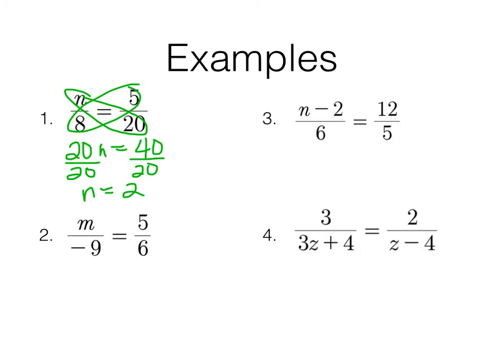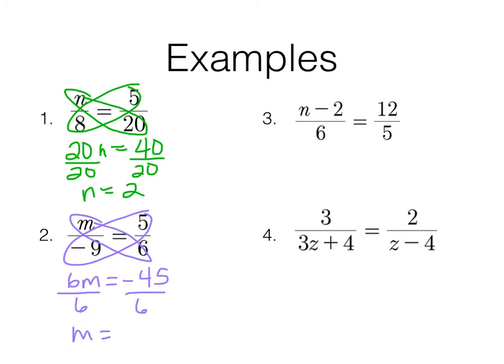Again, cross multiply here, m times 6, negative 9 times 5. So m times 6 is 6m. Negative 9 times 5 is negative 45. Divide both sides by 6. And note that your answer is going to be negative, which makes sense, because only over here a negative over a negative will equal a positive fraction. And if I take negative 45 over 6 and simplify it, I get negative 15 over 2. Yeah, that's right. Divide them both by 3. So negative 15 halves. All right, next question.